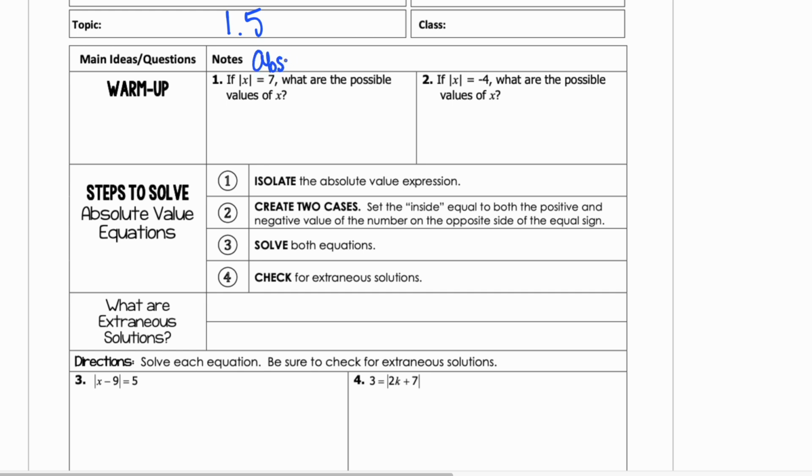Absolute value is the number of units away from zero.